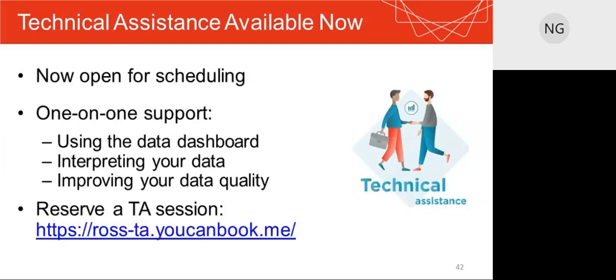I'll return again to the Direct TA, which is available now for scheduling. This is designed to provide one-on-one support on using the data dashboard, interpreting your data, and improving your data quality. And in order to reserve those, you can go to ross-ta.youcanbook.me and schedule a session. I believe we've had a lot of interest and we're scheduling a few weeks out into the future. So do use the little calendar buttons on that page to jump forward in time until you reach an open session. And we're sorry for the delay in that, but we promise that we will have plenty of sessions available.